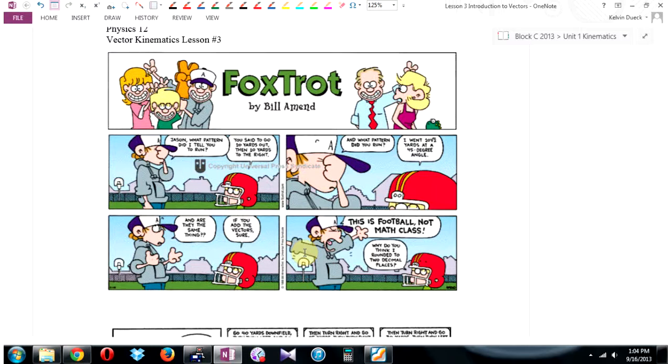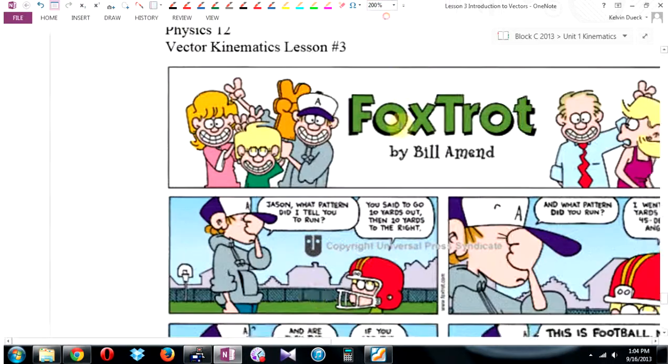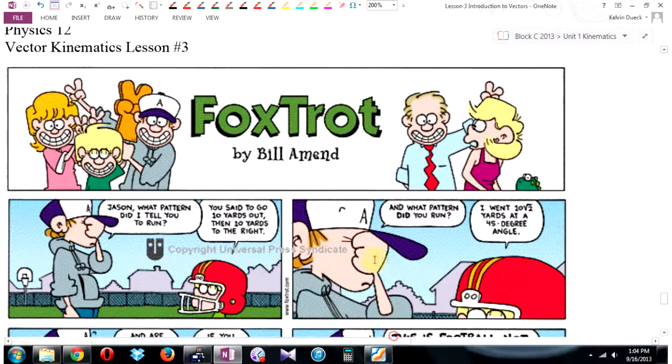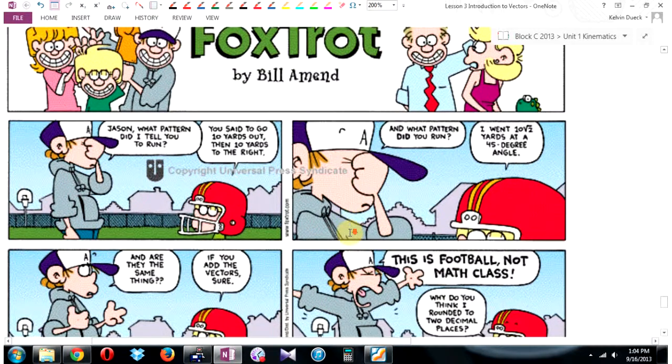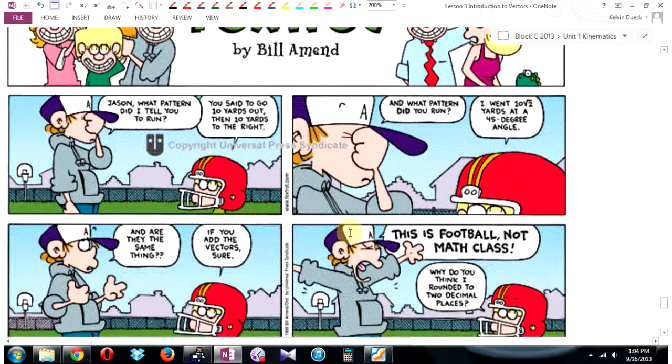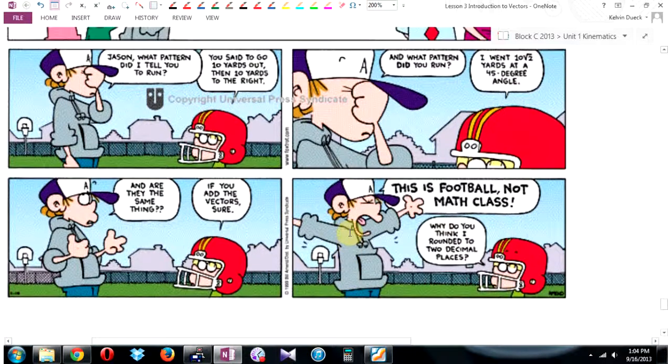Jason, the younger boy, is the wonderful, nerdy kid. I can relate to him, and his older brother. So, Jason, what pattern did I tell you to run? You said, go out 10 yards, then go 10 yards to the right. And what pattern did you run? I went 10 root 2 yards at a 45-degree angle. And are they the same thing? Well, if you had the vectors, sure. This is football, not math class. Why did I get rounded to 2 decimal places? So there's the first one.